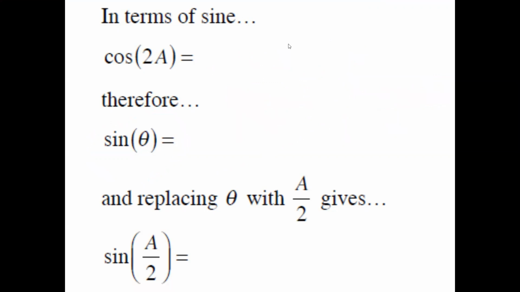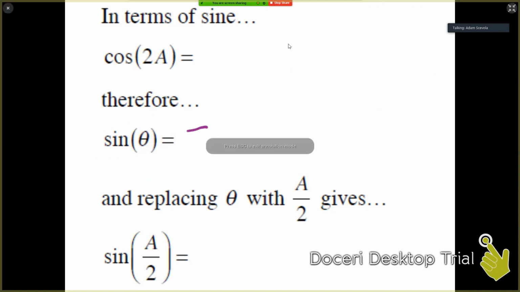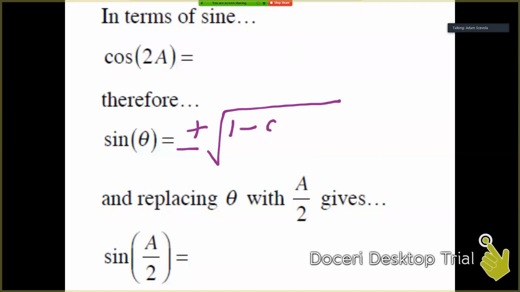Now I did take the square root, so I should add the plus or minus. So the sine of a is plus or minus the square root of 1 minus the cosine of 2a over 2. I think that was it. Yes, 2 sine squared, that makes sense.